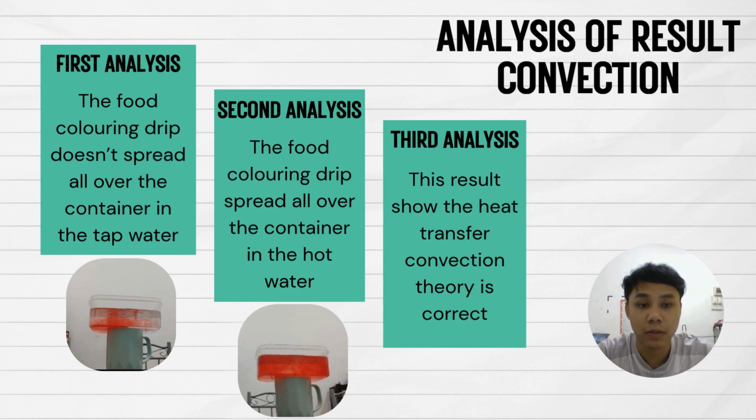For the analysis of the results of our convection experiment, first we can see that the food coloring doesn't spread all over the container using the tap water. Second, we can see that the food coloring spreads all over the container using the hot water. And the third analysis, we can see that this result shows the heat transfer convection theory is correct.